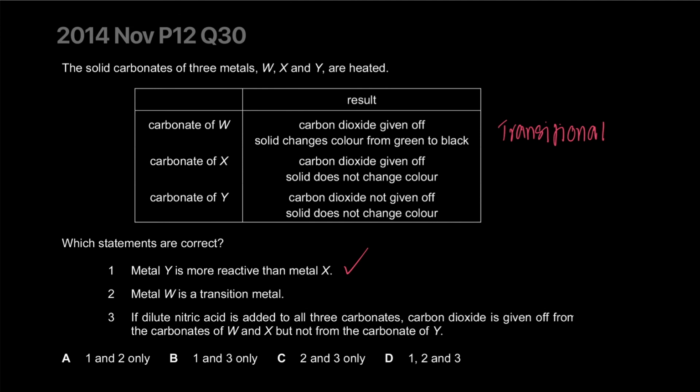Metal W is a transitional metal. We also said that. If dilute nitric acid is added to all three carbonates, carbon dioxide is given off from W and X. Not, that's actually not true. Any carbonate will liberate carbon dioxide when acid is added to it, because this is salt analysis theory, right? You identify the carbonate ion by adding acid to any powder and testing for the carbon dioxide with lime water. So 1 and 2 are correct.